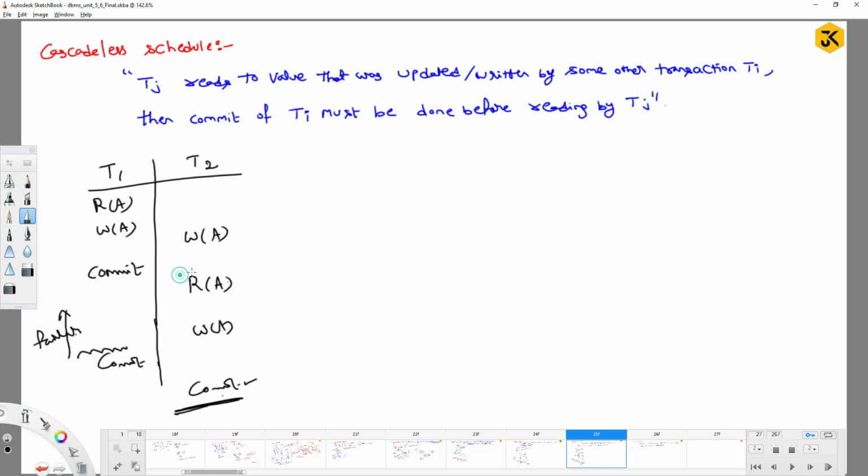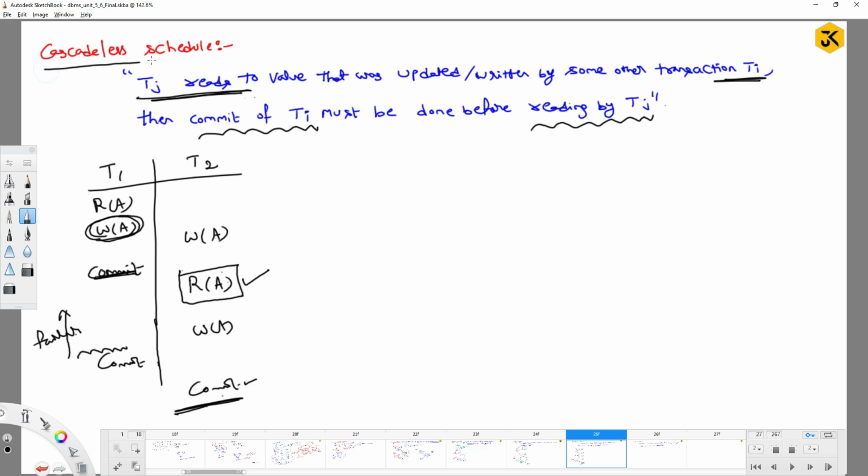Because when a particular transaction Tj reads the value which was updated by some other transaction Ti, then the commit of Ti must be done before the reading of Tj, right? If you observe this example, as I am trying to read the value here from the transaction which was produced by T1, its commit is done before the transaction T2 reads, then I can call it a cascadeless schedule, right? It's a kind of simple definition.